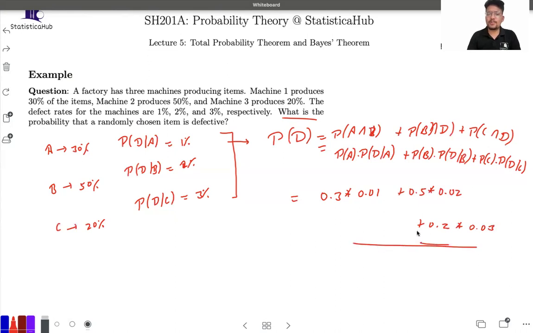If you solve it, this will come out to be the total probability. I'm not going through the calculation, you can try the calculation. So that was an example of the total probability theorem.